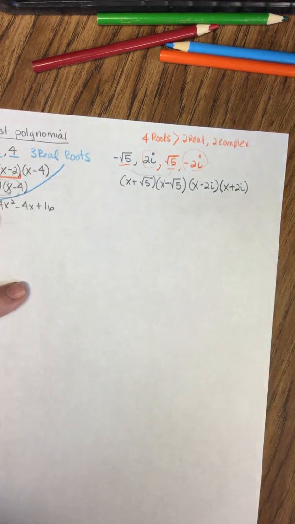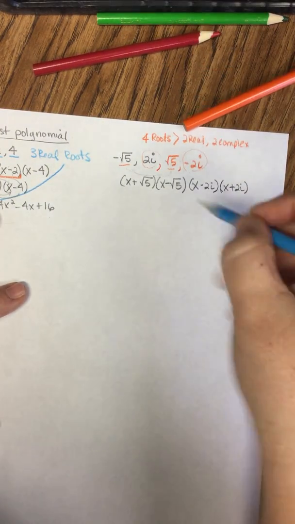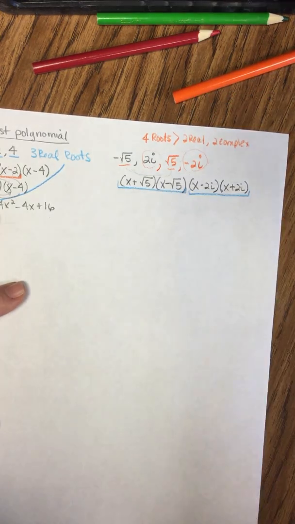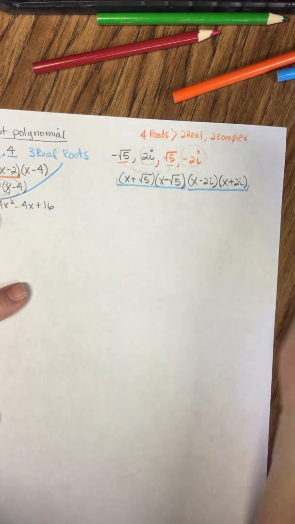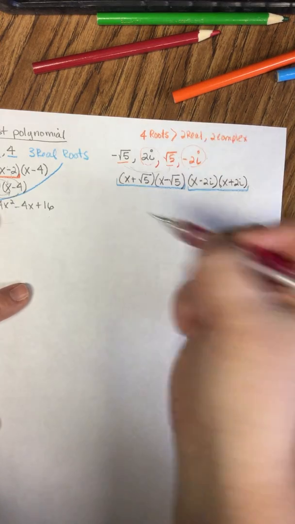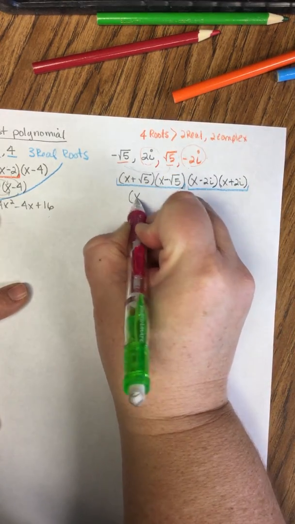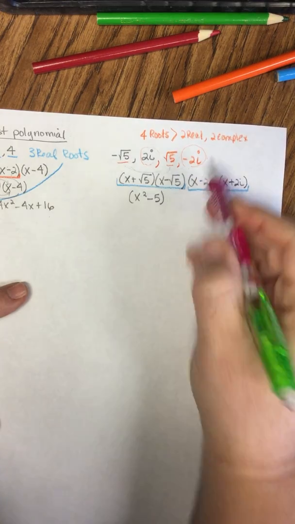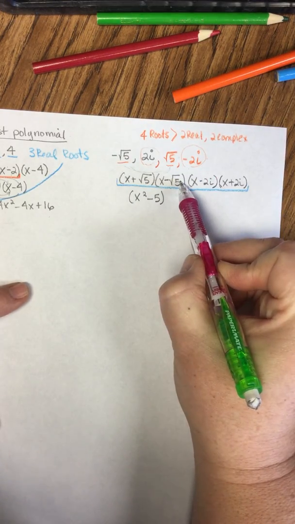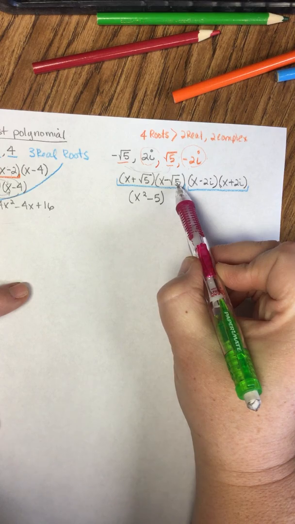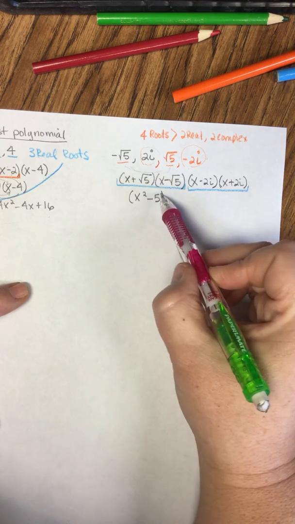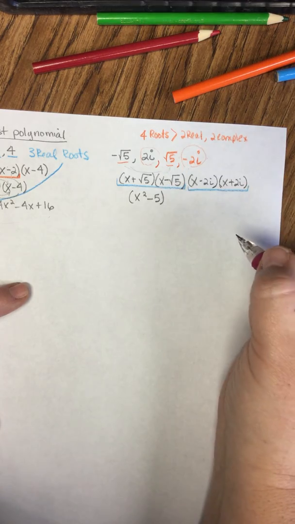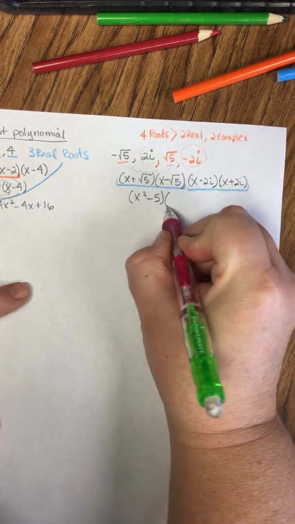This is my setup. Okay, to make this easier, I'm going to do these first two together and these first two together. They are difference of squares like we talked about earlier, so the middle terms are going to cancel. So here I get x squared minus 5. We've talked about how when I take the square root times the square root, when it's the same one, I'm left with the number on the inside. This is a positive times a negative, makes a negative. Now we're going to go to the next set.